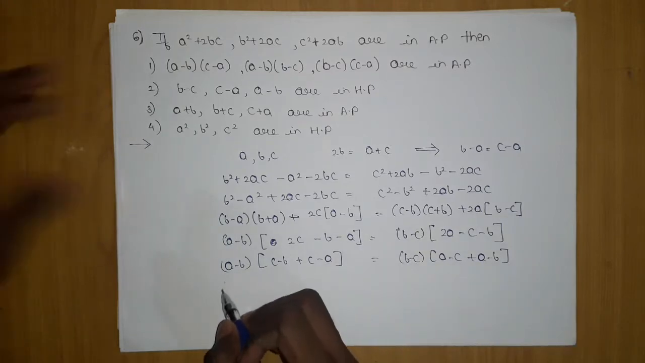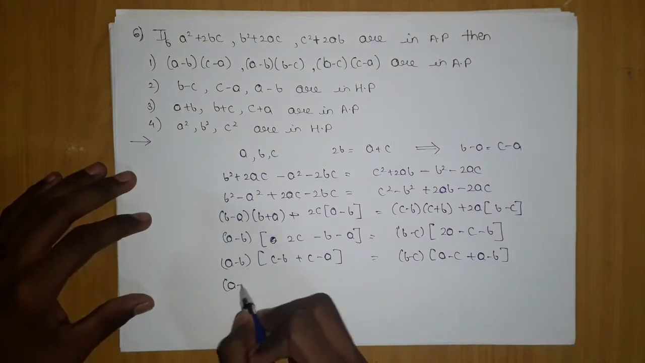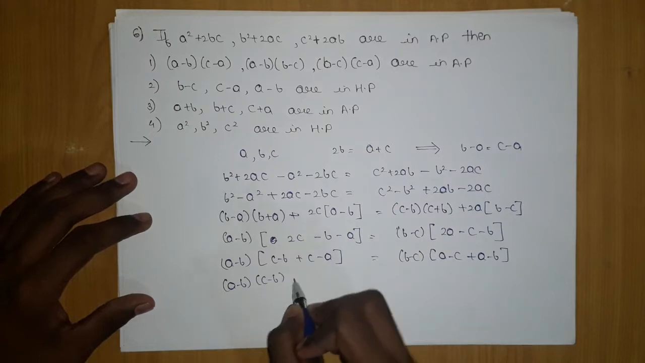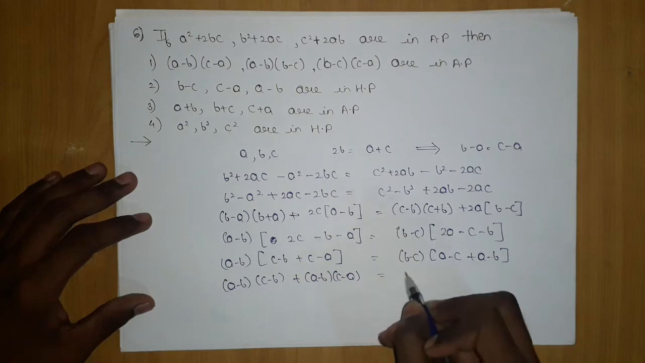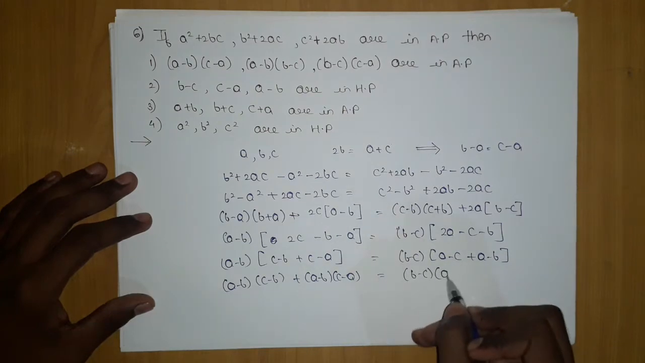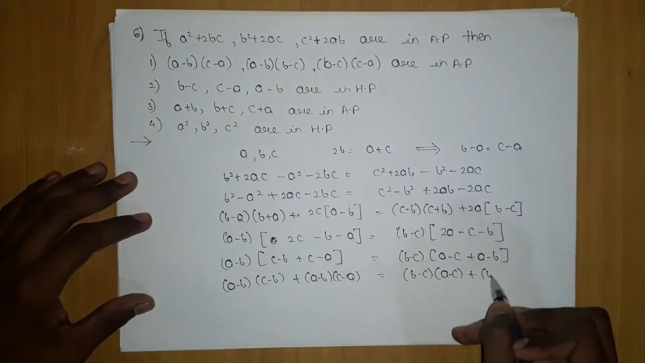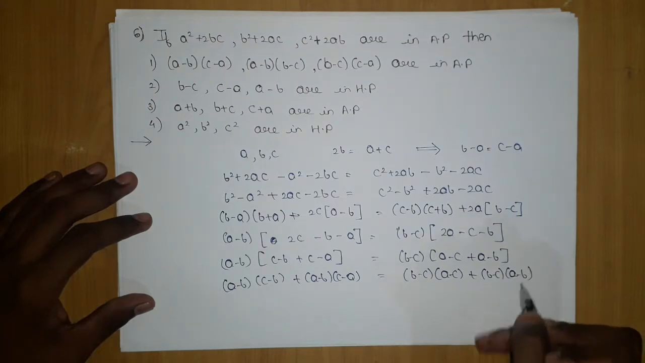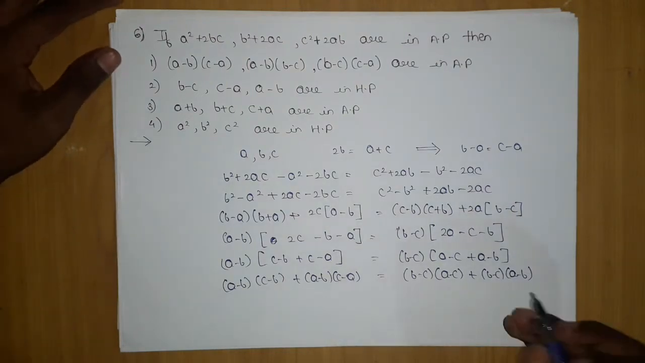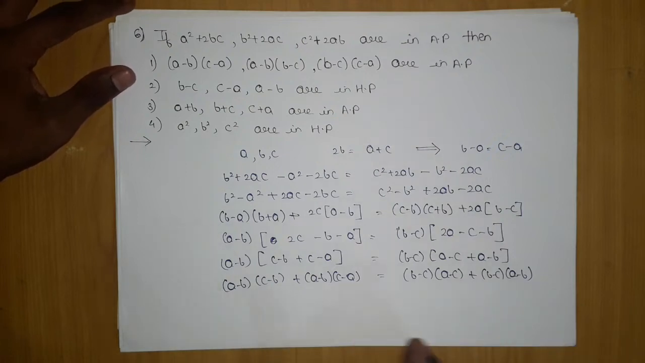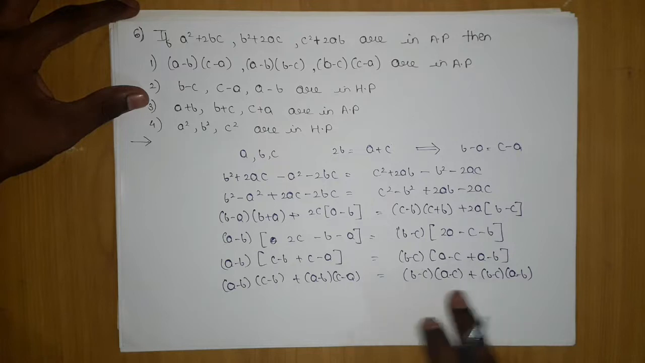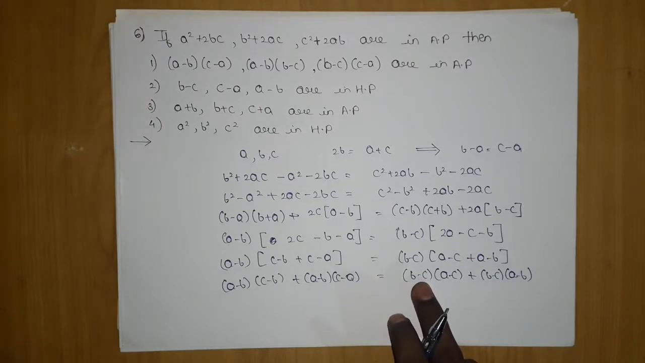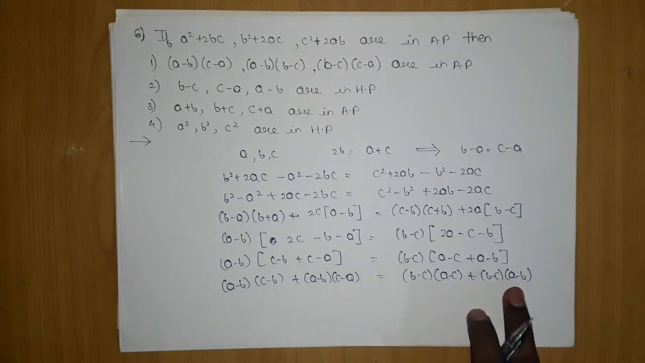Now after this step, what we can do: a minus b into c minus b, and a minus b into c minus a. And here b minus c into a minus c, and then b minus c into a minus b. Fine, this step is very clear to you. After this we have to check, can there be any term that is the same? B minus c is there, a minus b is there here, but b minus c also.